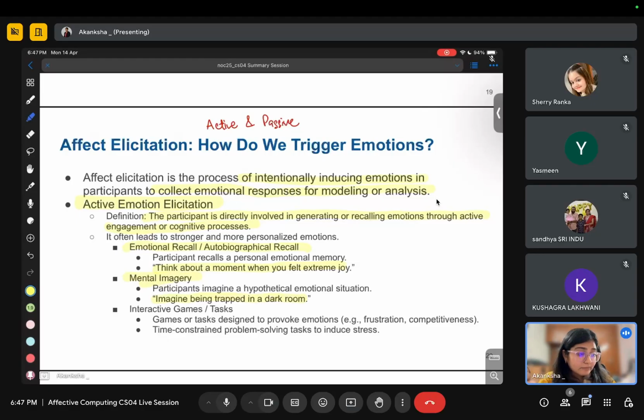Then interactive games or tasks. I can tell you that you need to solve this puzzle in 1 minute. You will be trying to solve the puzzle in 1 minute, and it might cause you frustration. Let's say I want to capture frustration, so I can just capture your face while you are doing that. So these are time constraint problem solving. Different emotions can be captured using different triggers. These are different triggers that you can give to the other person, okay?